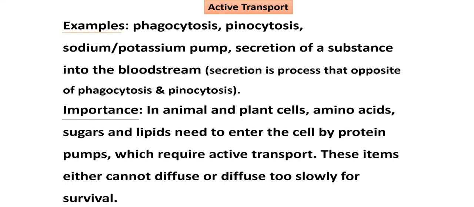So overall, examples of active transport are phagocytosis, pinocytosis, the sodium-potassium pump, and secretion of substances into the bloodstream. As for importance, again, in animal and plant cells, amino acids, sugars, and lipids need to enter cells by protein pumps, and they all require active transport. Without active transport and spending ATP molecules, these items cannot diffuse and penetrate into the cell, or they can diffuse but very, very slowly.